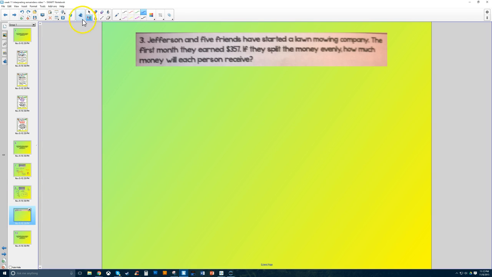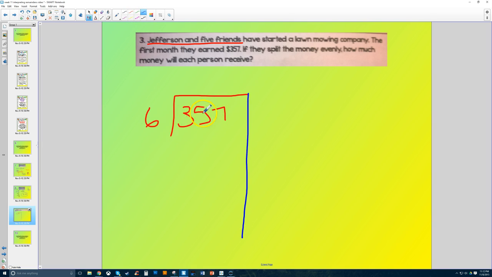And our final question on the quiz, taking a look at that really quickly, says Jefferson and 5 friends have started a lawn mowing company. Notice Jefferson and 5 friends is a total of 6 people. And they have earned $357. And so they want to know, if they split the money evenly, how much money will each person receive? So 357 divided by 6 is my division problem. So I'm going to use the forgiving strategy here.